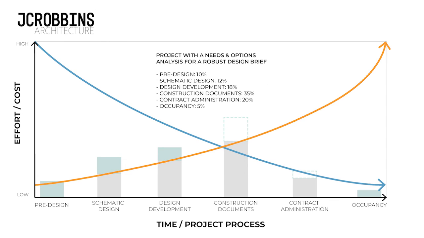By starting with a needs and options analysis, we can shift that additional work away from construction documents and contract administration into a thorough pre-design process. That allows us to make crucial design decisions and changes, if required, early, when the cost is low and the opportunity to influence the change is high.